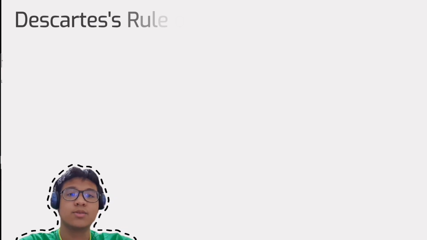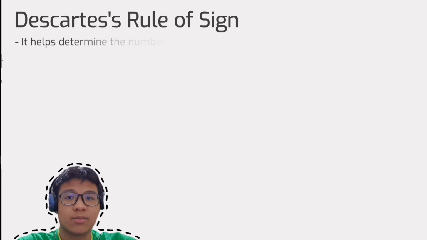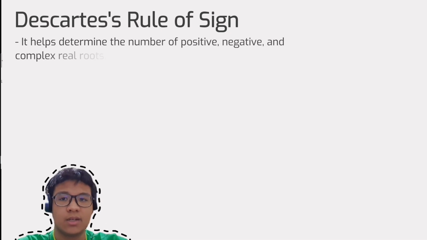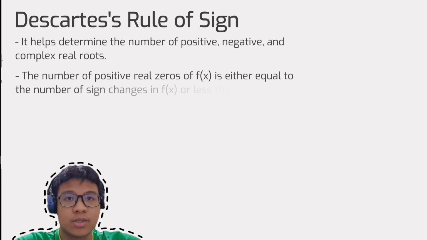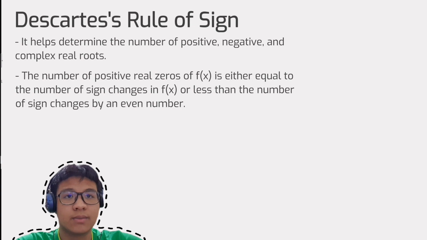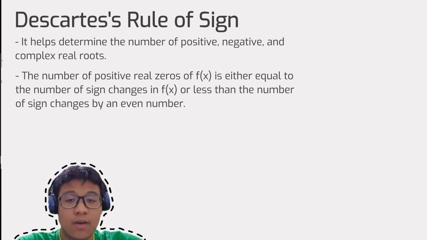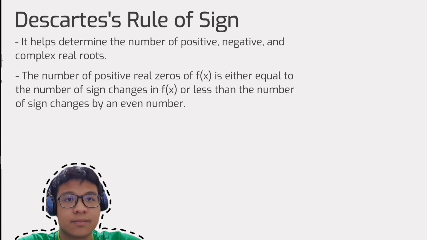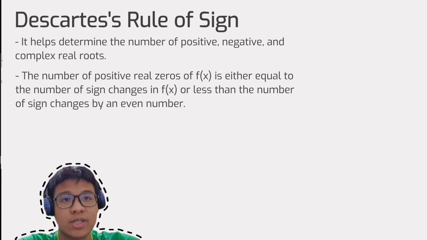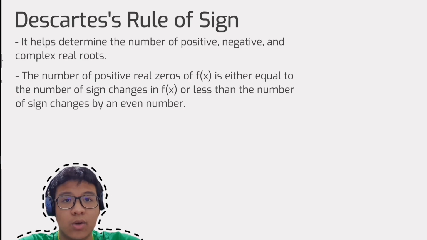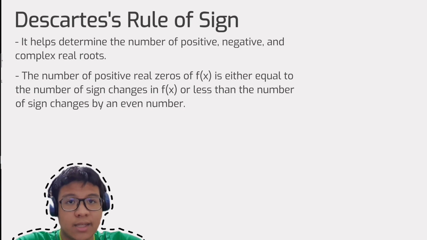So it says here that Descartes' rule of sign is a mathematical tool that helps us determine the number of positive, negative, and complex roots of a polynomial function with real roots. The rule states that the number of positive real roots of a polynomial equation with a real coefficient is equal to the number of sign changes in the coefficient or less than that by an even integer. Similarly, the number of negative real roots of a polynomial equation with real coefficient is equal to the number of sign changes in the coefficient or less than that by an even integer.